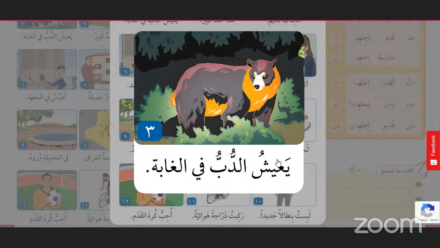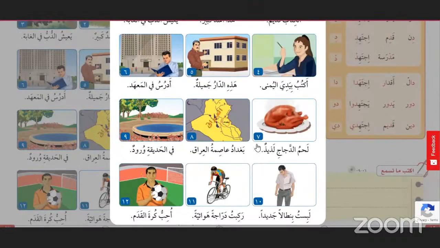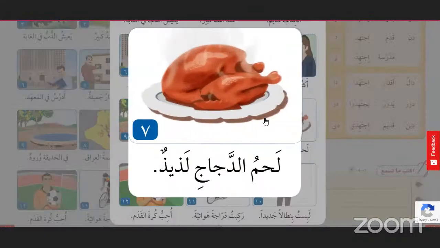Sorry, I have a question regarding chicken. Okay. Sometimes we use dajjaj, lahmud dajjadi lazizun, and sometimes we use lahmudikun jadidun. So, where can we use which one? Did you say deek? Deek also, I think, is chicken or not? Just a second. Wasn't that the male one?